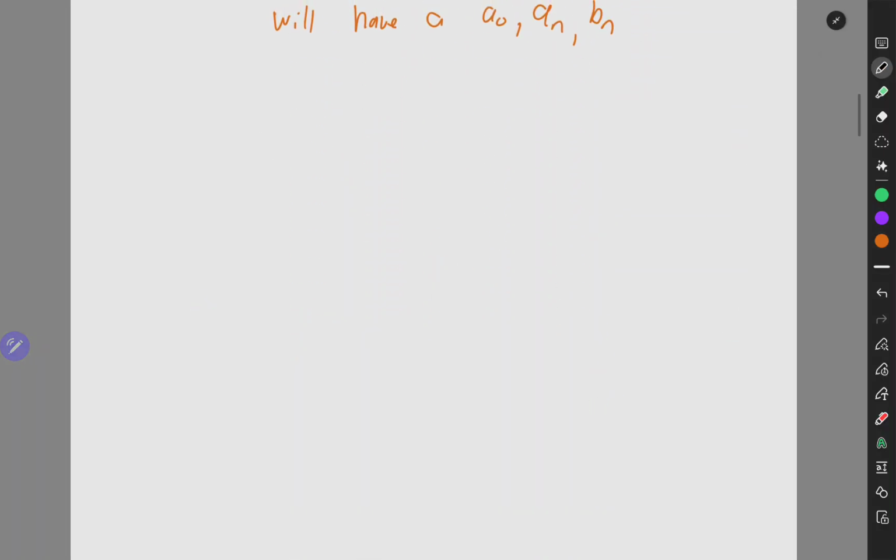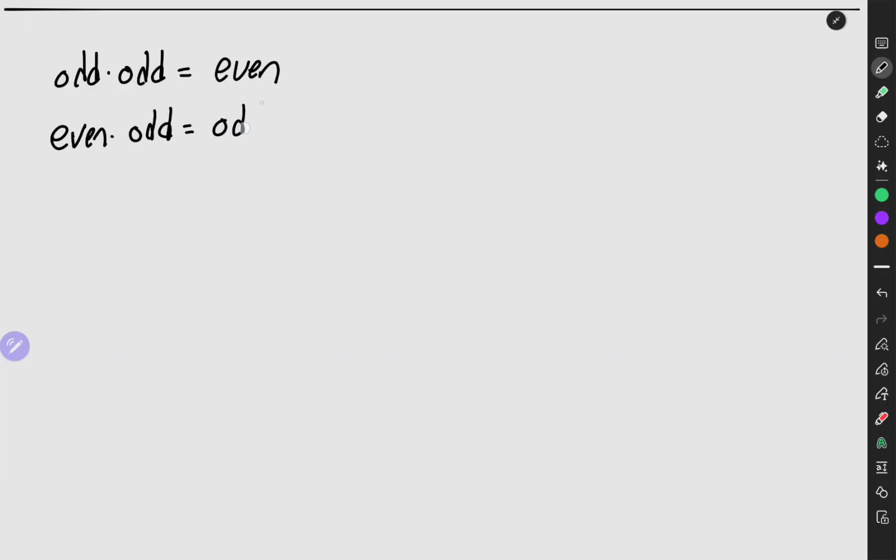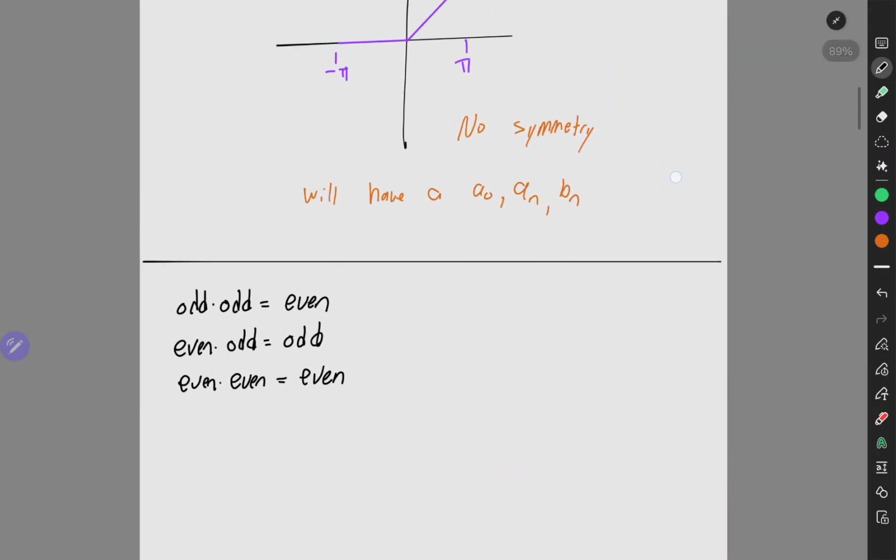Now, I just wanted to go ahead and do a brief little reminder of how this works. Whenever you have an odd times an odd, that would be an even. Whenever you have an even times an odd, that would be odd. An even times an even is even. So this will help you simplify your Fourier coefficients, your integrals.